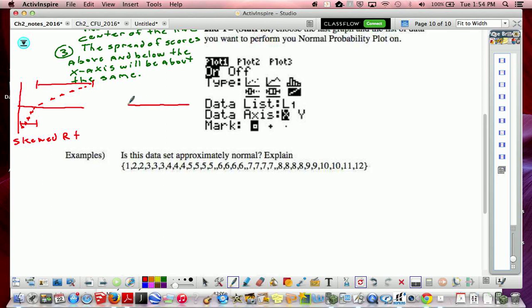But a normal probability plot skewed to the left will have a large spread below the x-axis and a very narrow one up top. So this spread is much larger than this spread here. This would be skewed left. Oh, I'm sorry, not right, sorry, left.